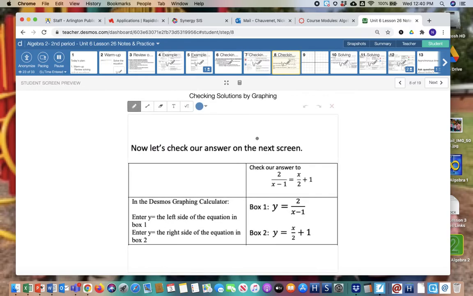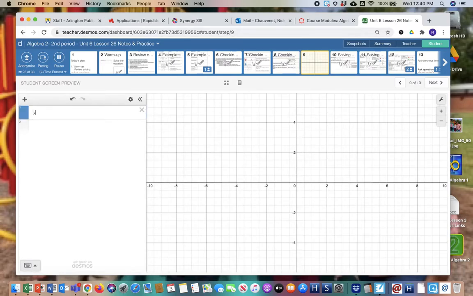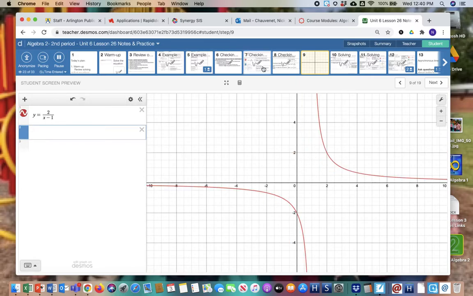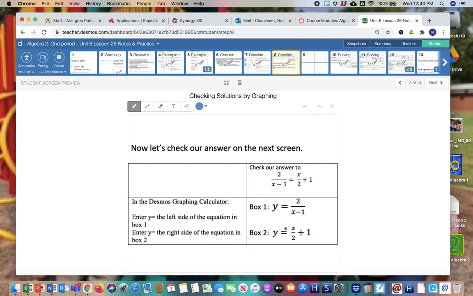So let's look at that other example that we did, right? This is the one we just worked through. All right, so here we go. Now I'm going to show you how to do it, not just pictures of it, but in live time. So we see the 2x minus 1 is on the left side. So I'm going to go to screen 9. I'm going to type y equals 2 over x minus 1. Okay, so there we go. All right, so now I go back here, and I'm going to do y equals x over 2 plus 1.